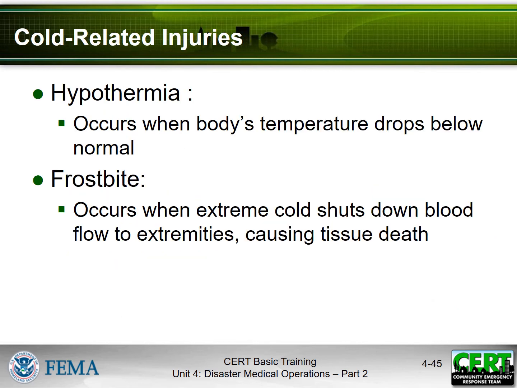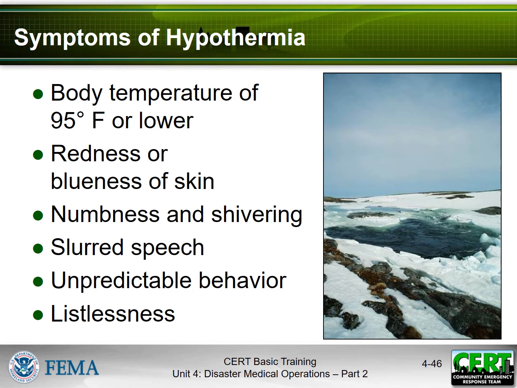Cold-related injuries. Hypothermia occurs when the body's temperature drops below normal. Frostbite occurs when extreme cold shuts down blood flow to the extremities, causing tissue death. Signs and symptoms of hypothermia: body temperature of 95 degrees Fahrenheit or lower, redness or blueness of skin, numbness and shivering, slurred speech, unpredictable behavior, then listlessness.